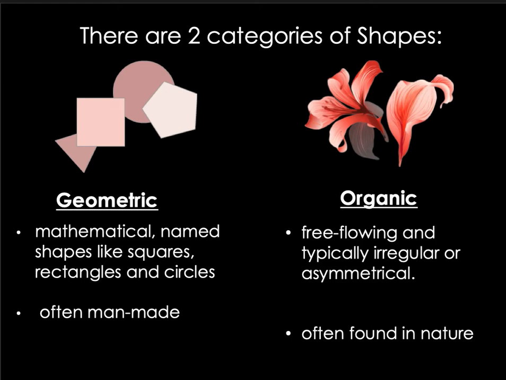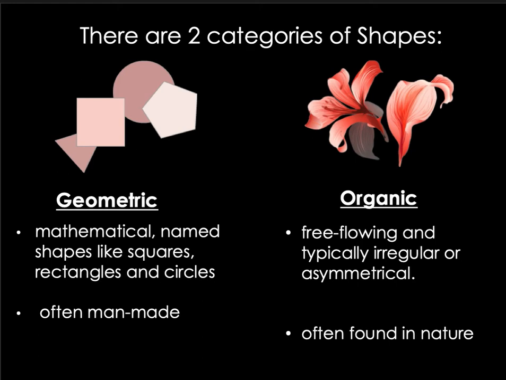And there are two categories that describe shape. We have geometric and we have organic. So geometric shapes, these are mathematically named shapes. Squares, rectangles, circles, stars. These are things that we can see, that we can point at, that we have a name for. These are often man-made. It is very rare to find a geometric shape in nature. You might find one that looks pretty close to it, but it's not going to be perfectly, mathematically geometric.